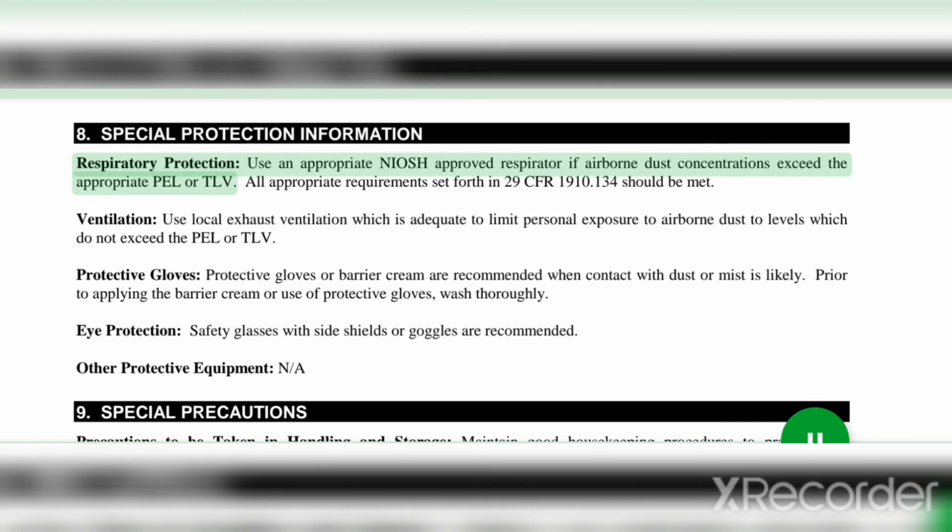8. Special protection information. Respiratory protection: use an appropriate NIOSH-approved respirator if airborne dust concentrations exceed the appropriate PEL or TLV. All appropriate requirements set forth in 29 CFR 1910.134 should be met. Ventilation: use local exhaust ventilation which is adequate to limit personal exposure to airborne dust to levels which do not exceed the PEL or TLV. Protective gloves: protective gloves or barrier cream are recommended when contact with dust or mist is likely. Prior to applying the barrier cream or use of protective gloves, wash thoroughly. Eye protection: safety glasses with side shields or goggles are recommended. Other protective equipment: N/A.